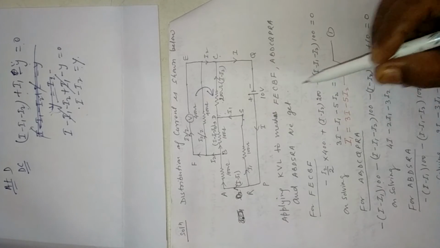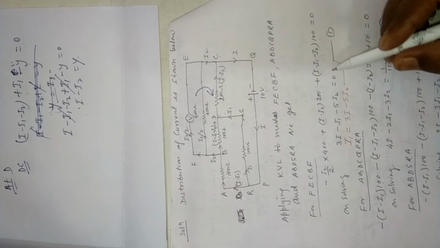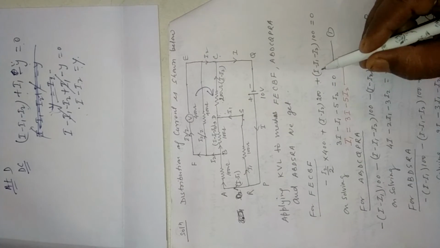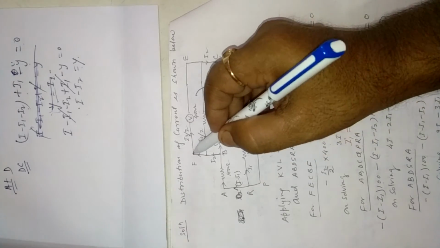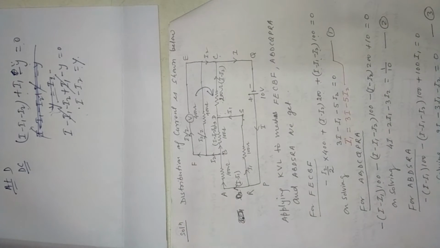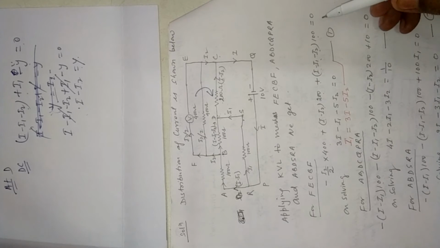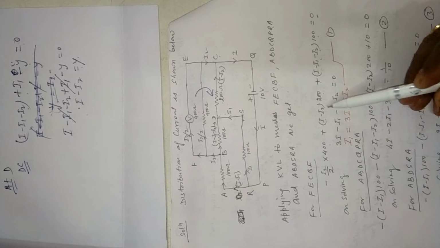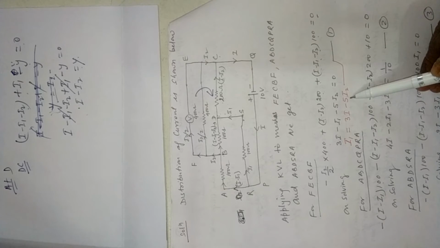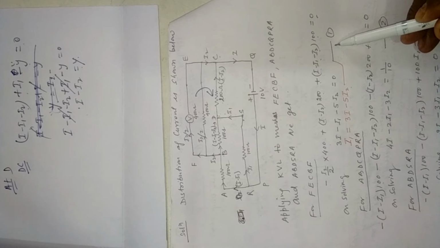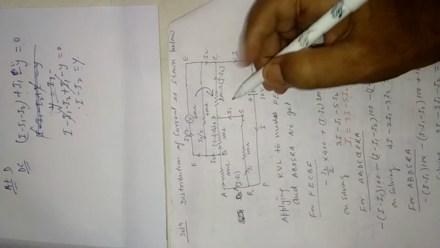And after D to B, again it is positive, plus (I minus I1 minus I2) into 100. As we have reached F, we know that the algebraic sum of the voltages in a closed loop will be equal to 0. And after solving we get I is equal to 3I1 minus 5I2. This is equation 1. Now come to the next big loop.